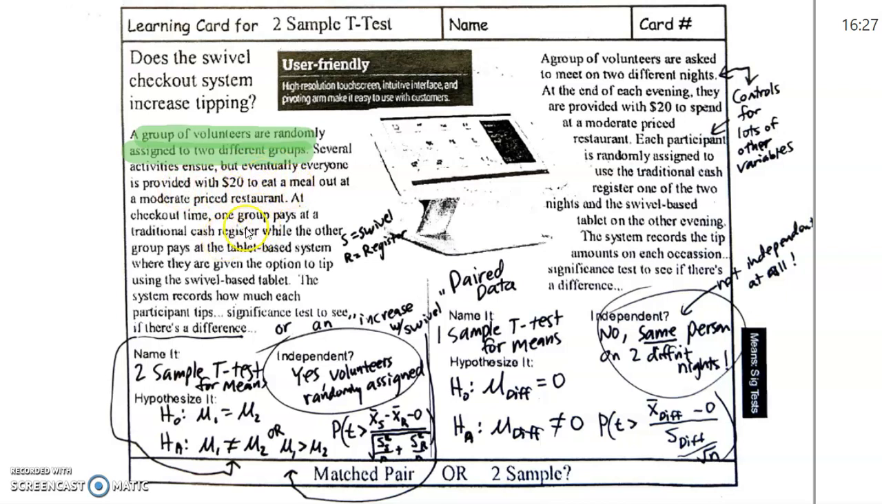Eventually everybody's getting $20 to go out. One group pays at a traditional cash register while the other pays at a tablet-based system where they're given the opportunity to tip, and we want to just see whether tips are higher or is there a difference between these two. So this is a two-sample t-test for means, and it would be done under the calculator with stat test, two-sample t-test. And the hypothesis, now you get to see, are the two means in the population the same or are they different? Or maybe one was greater than the other. But we've got two independent groups of people that get randomly assigned.